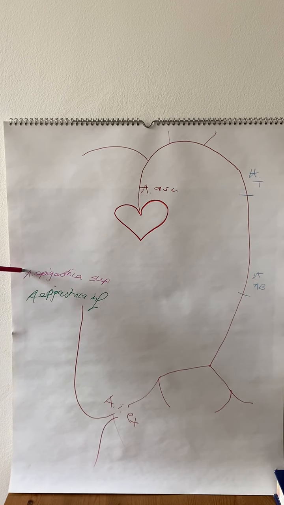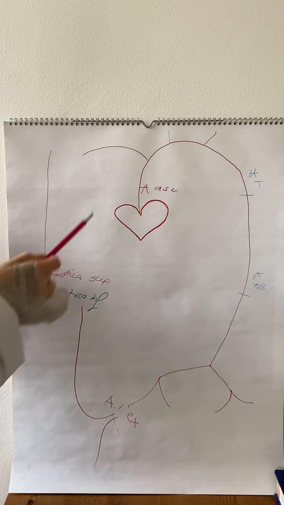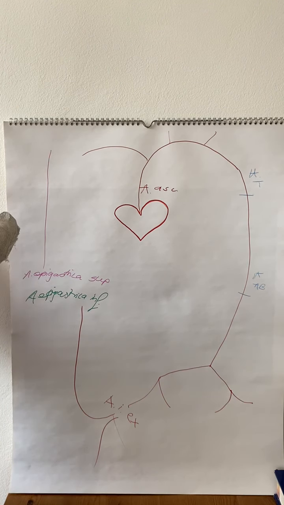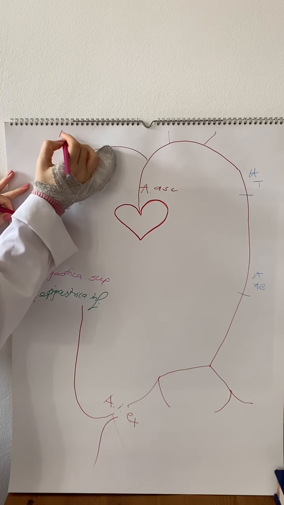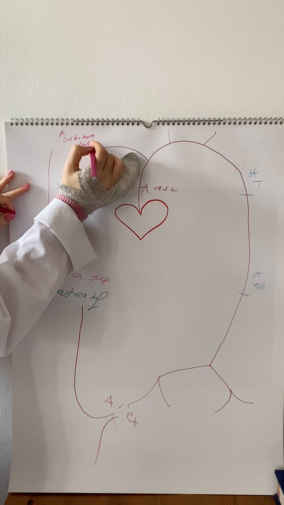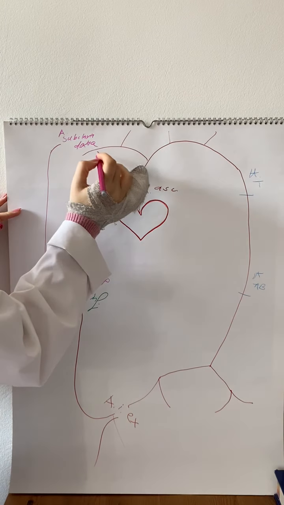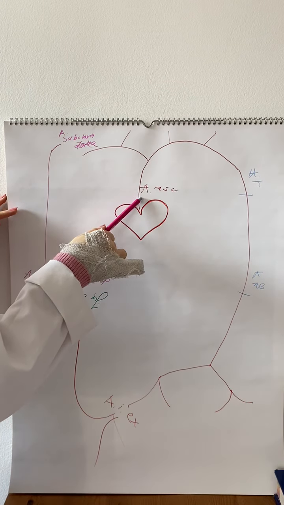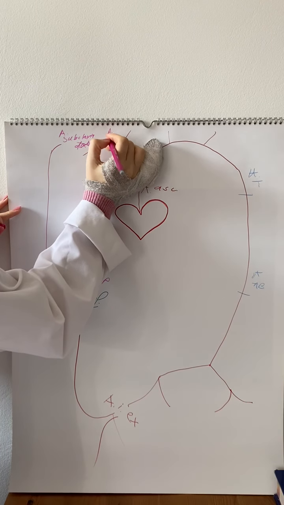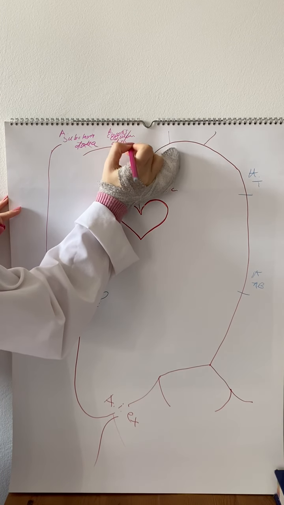That is a branch of our arteria thoracica interna, which comes from arteria subclavia dextra and another branch, which was from the truncus brachiocephalicus, would be the arteria carotis communis dextra.